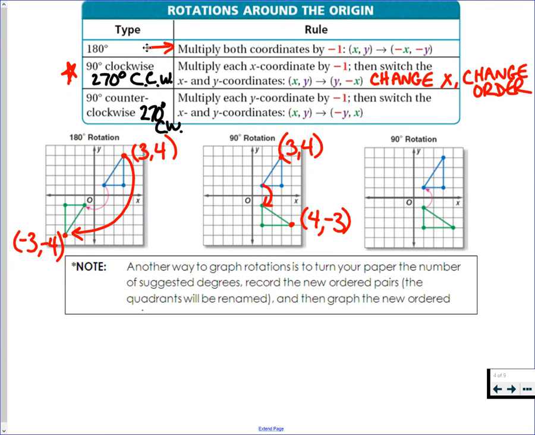But let me tell you the rule for the 90-degree counterclockwise. I don't want to use that same point this time because I already used that point twice. So I'm going to start with this point right here. When I rotate 90 degrees counterclockwise, that's going to go right there. And again, the rule for 90 degrees counterclockwise is change the sign of the y and then change the order. So write this down, please. Change the y and then change the order.